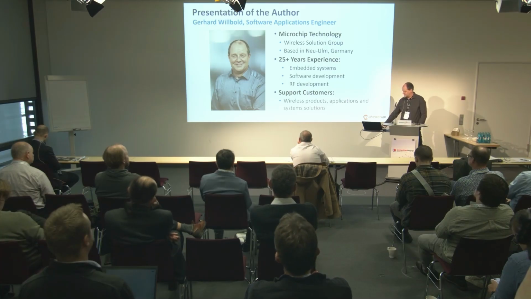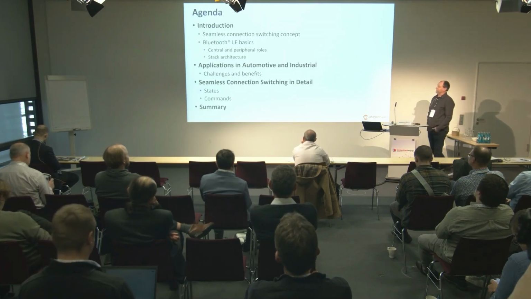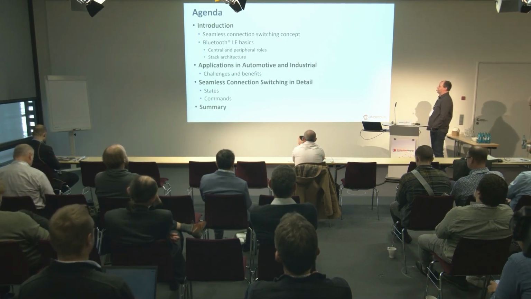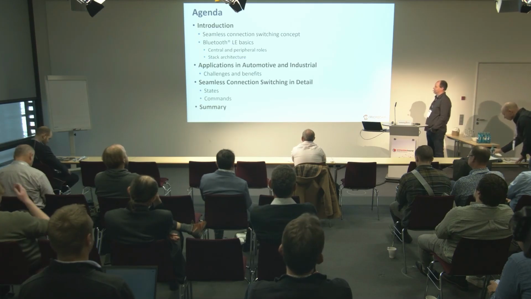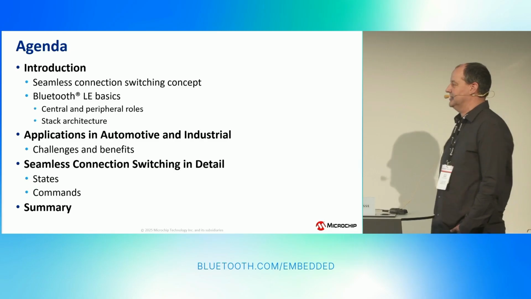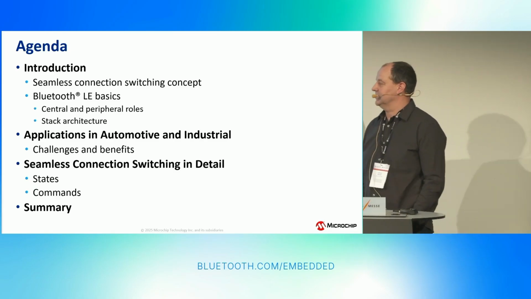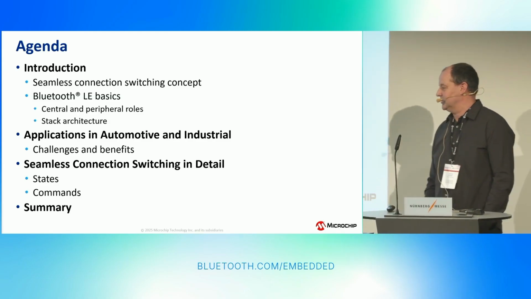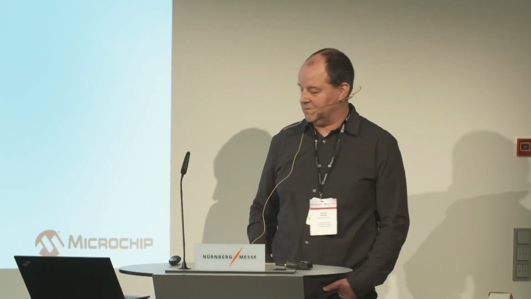So let's switch to the agenda. We will start with a short introduction: what is seamless connection switching? Therefore, we need some Bluetooth LE basics, very short. What is central? What is peripheral? Then a short look at the stack architecture. The next step, we will show applications in the automotive and industrial sections. What are the challenges there? What are the benefits? Next, we will look at seamless connection switching in detail, which stages are used and which commands we use for this feature. At the end, we will do a summary of the session.